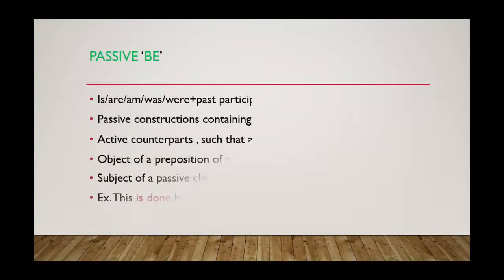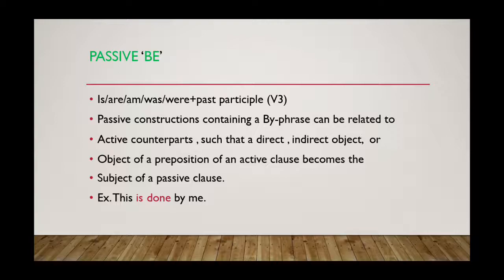For example, this is done by me. Here, is is followed by done, the third form verb, or you can say past participle. This is done by me. This is a passive sentence. Here we use be as passive be.